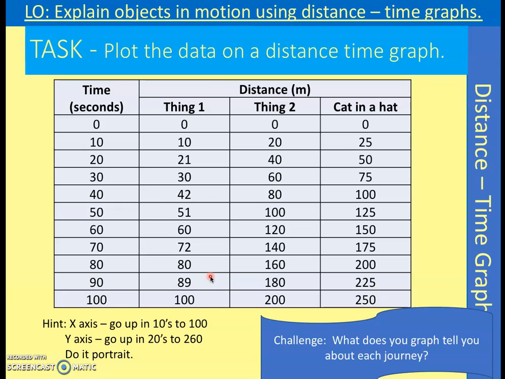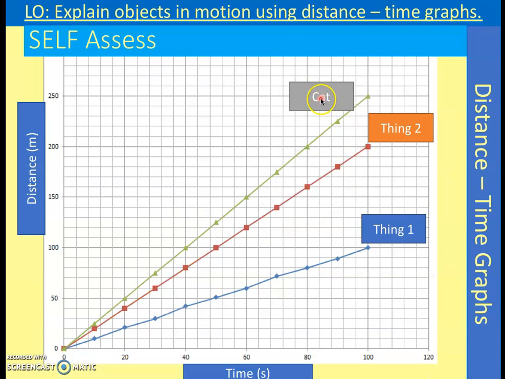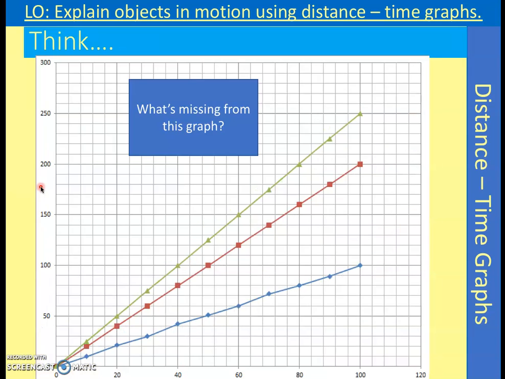Okay, so now that you've drawn the graph, we'll just look at what we should have done. So this is what you should have got for your results. But looking at what I have, what's missing from this graph? What do I not have on this graph? So hopefully you got it. I'm missing labels. If I don't have my labels there, then what is this graph showing me?